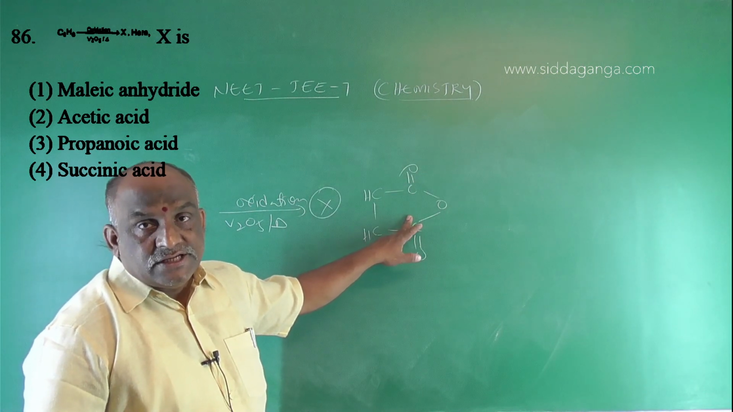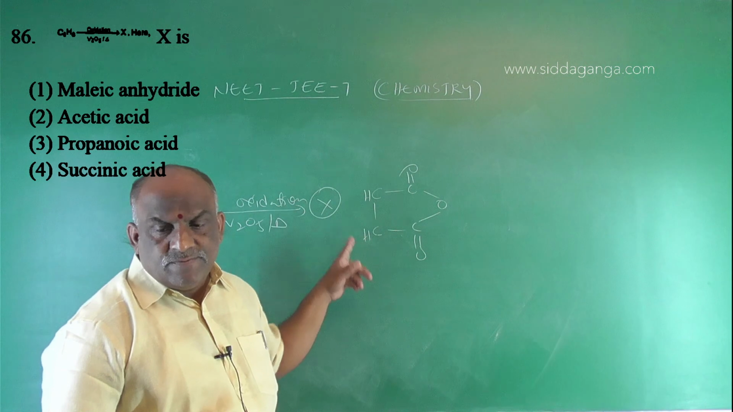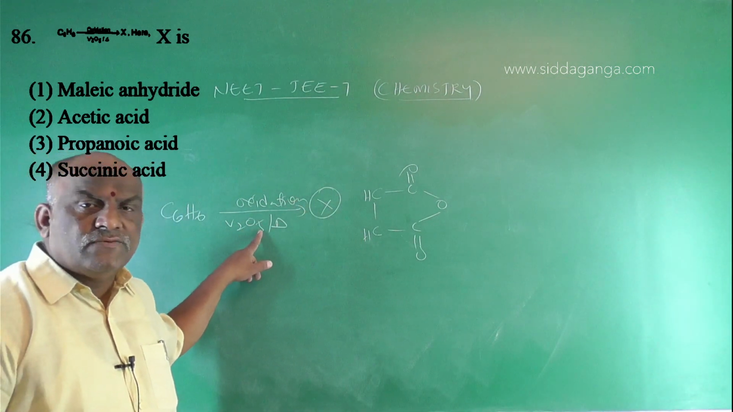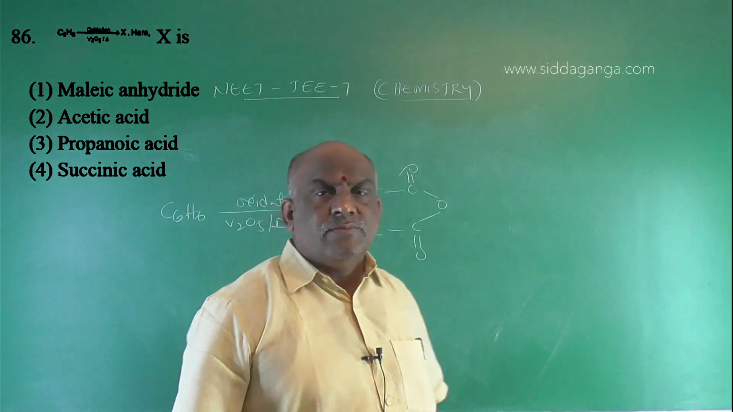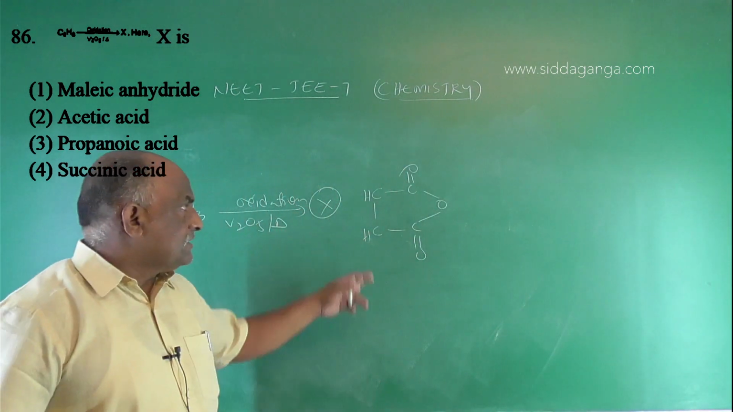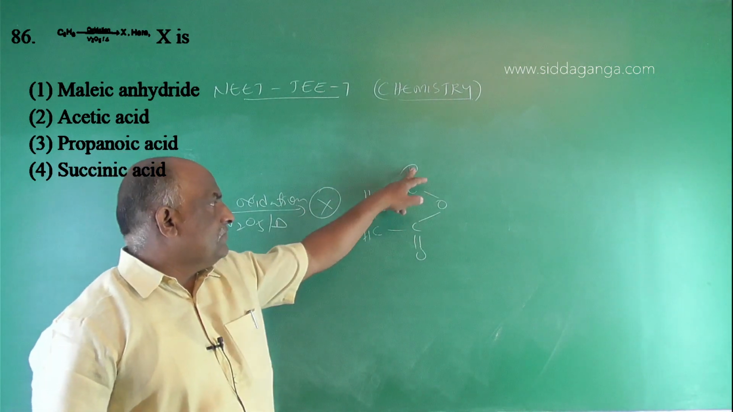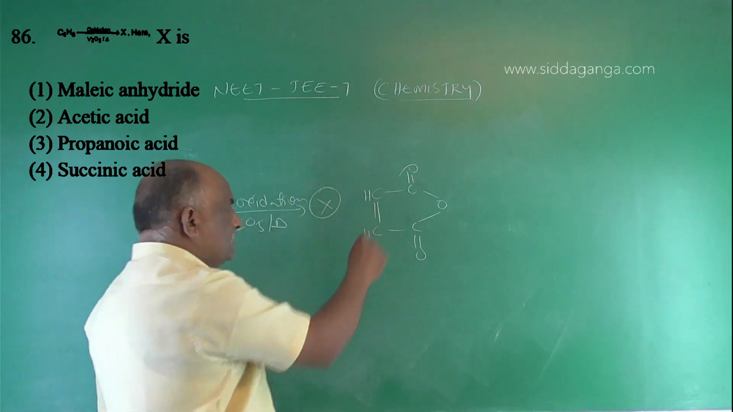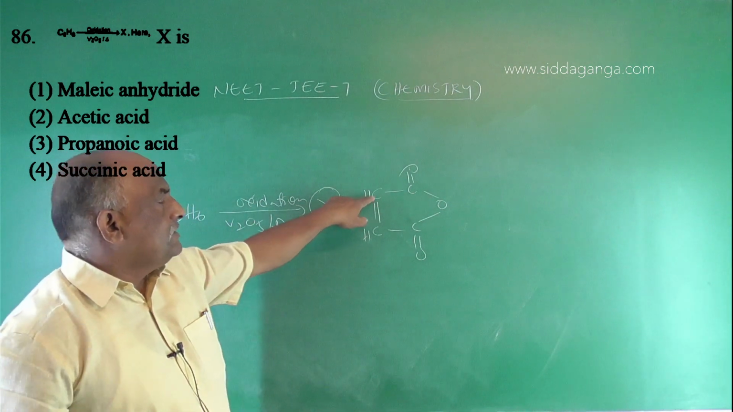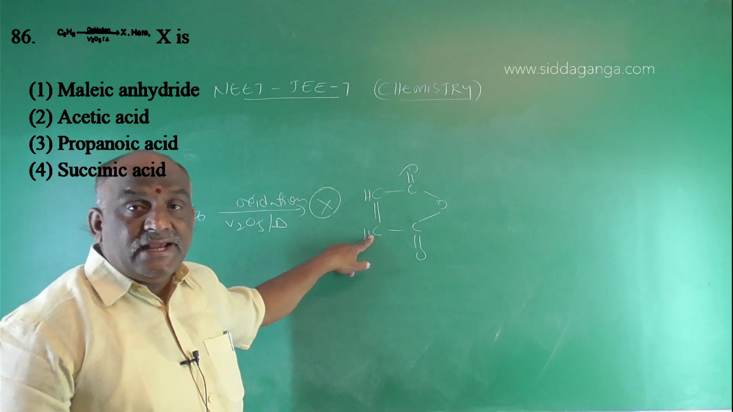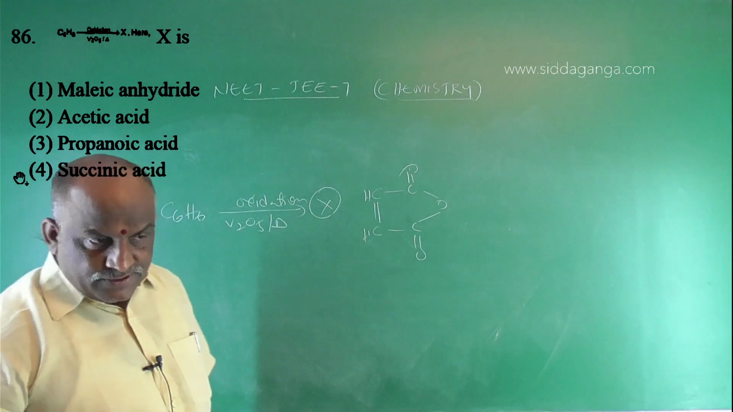Remember, oxidation of benzene in the presence of vanadium pentoxide gives rise to maleic anhydride. The first option is the right answer for this. The structure of maleic anhydride: CHCOO COCH. Here there is a double bond, so don't get confused. This compound is called maleic anhydride. And next question.